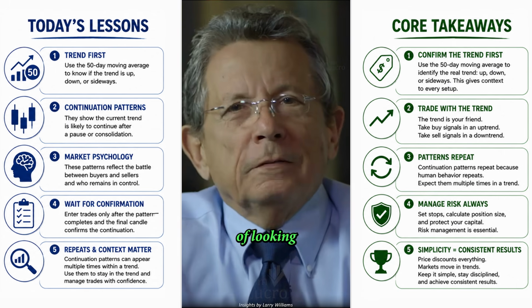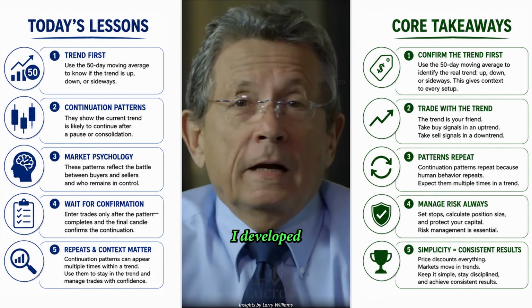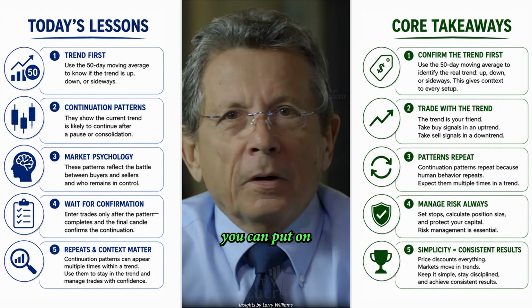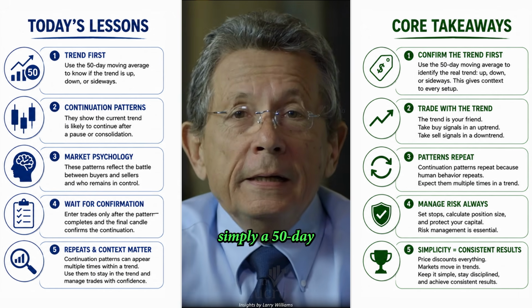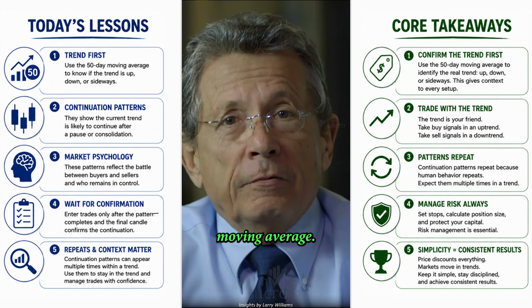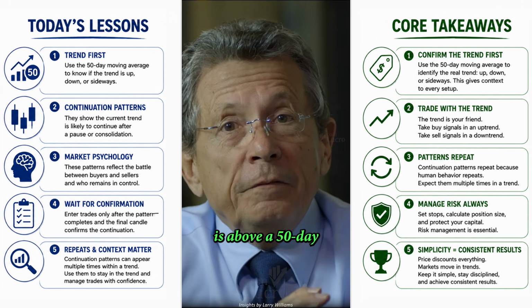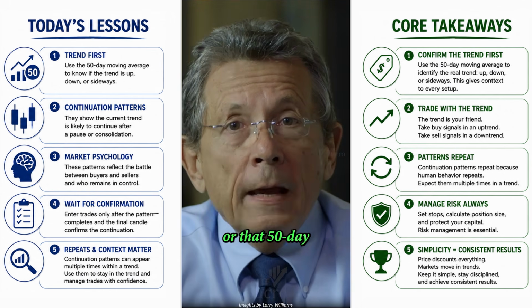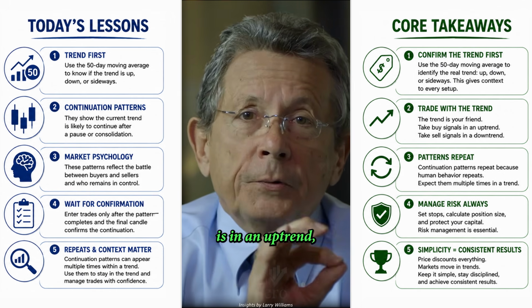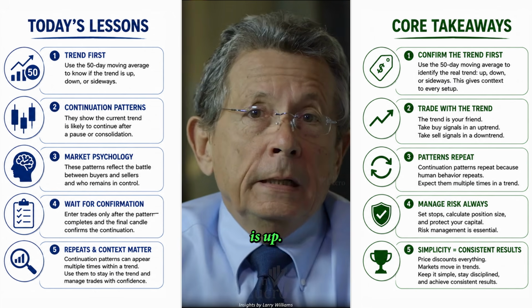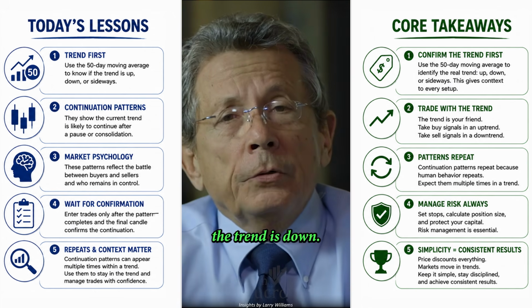There are so many ways of looking at trend, but the simple one I developed years ago, and you can put it on all of the software you have, is simply a 50-day moving average. If price is above a 50-day moving average, or that 50-day moving average is an uptrend, assume that the trend is up. If it's in a downtrend, then assume the trend is down.